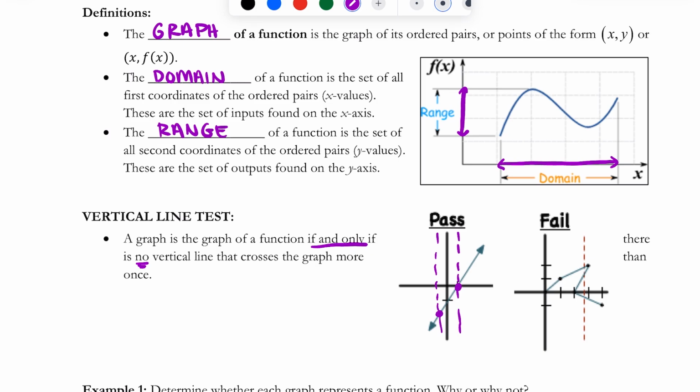So in this case, this one passes the VLT, we're going to use that abbreviation. It works. So this is a function. But the second one, yes, I can draw a vertical line right here and it's only touching once. But if I draw this vertical line right here, even though it's already drawn, we can see that it's hitting at two different points, which means that x value doesn't have its own individual y value, meaning this fails the vertical line test or VLT, meaning this is not a function.